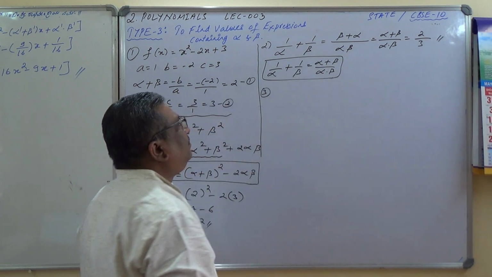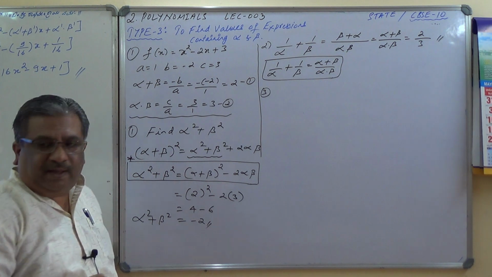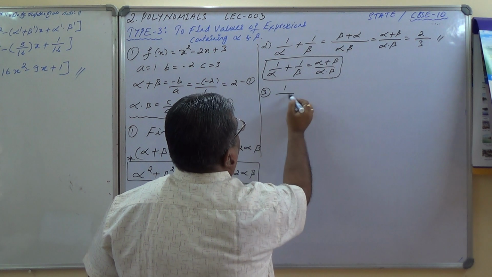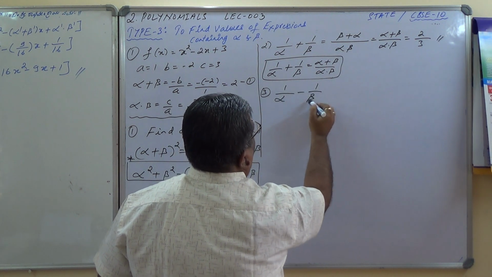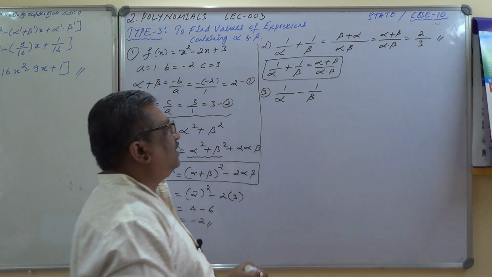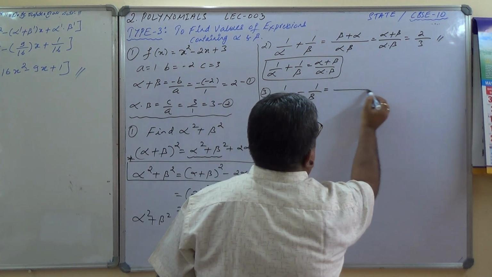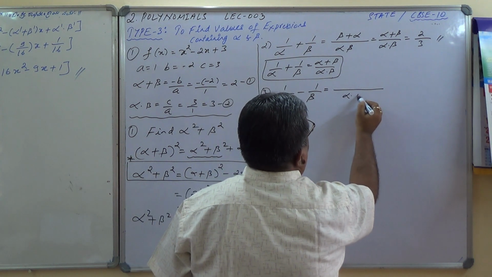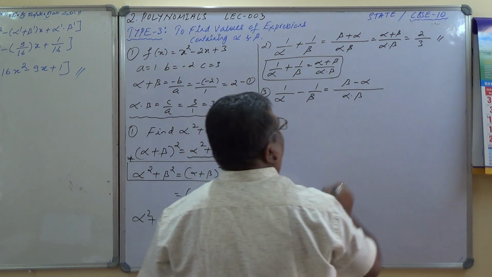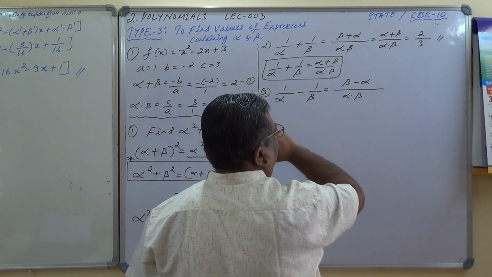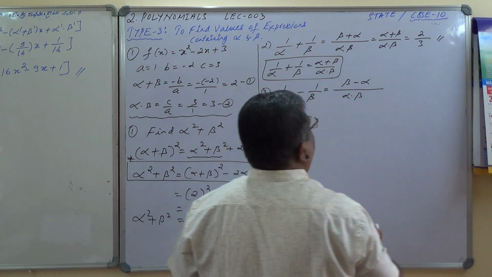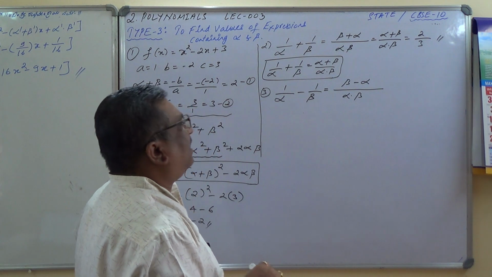Third one. Let me take something like this: 1 by alpha minus 1 by beta. I think this is still complicated. I don't know how to find this out. Let's see. Now, it equals beta minus alpha over alpha into beta. You understood? Beta minus alpha here. So what to do? Beta minus alpha, from where should we get the value of beta minus alpha here?